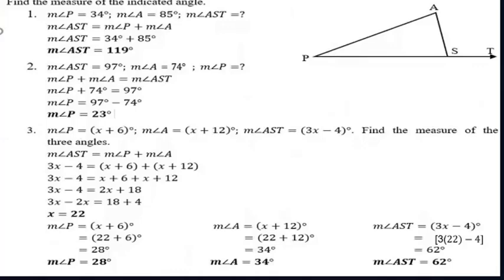So we have the measure of angle AST is equal to 3x minus 4. So the value of x is 22 times 3 is equal to 66, minus 4 is equal to 62. Therefore, the measure of angle P is equal to 28 degrees. The measure of angle A is equal to 34 degrees. And the measure of angle AST is equal to 62 degrees. To add the two remote interior angles that we have, 28 plus 34 is equal to the measure of the exterior angle, 62 degrees.